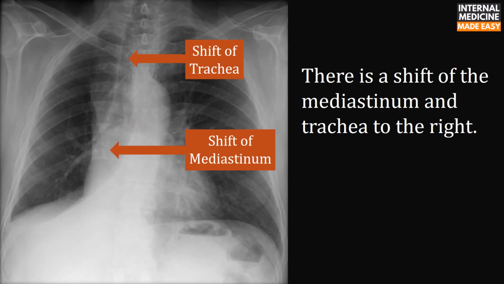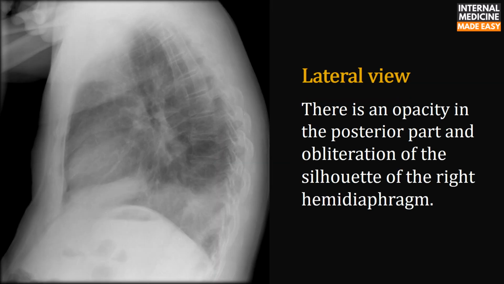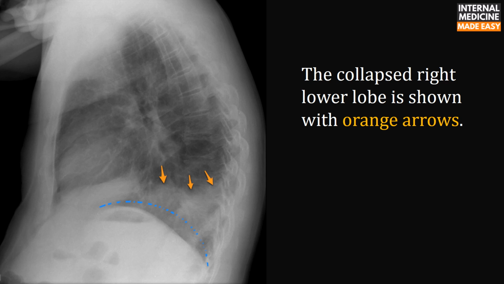There is a shift of the mediastinum and trachea to the right. In the lateral view, there is an opacity in the posterior part and obliteration of the silhouette of the right hemidiaphragm. The collapsed right lower lobe is shown with orange arrows.